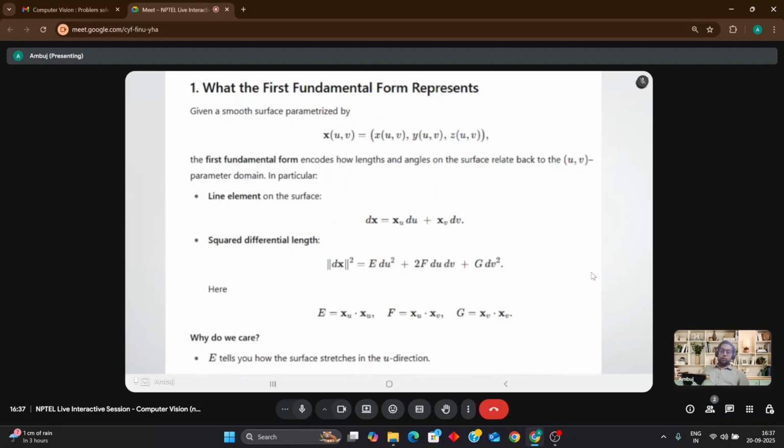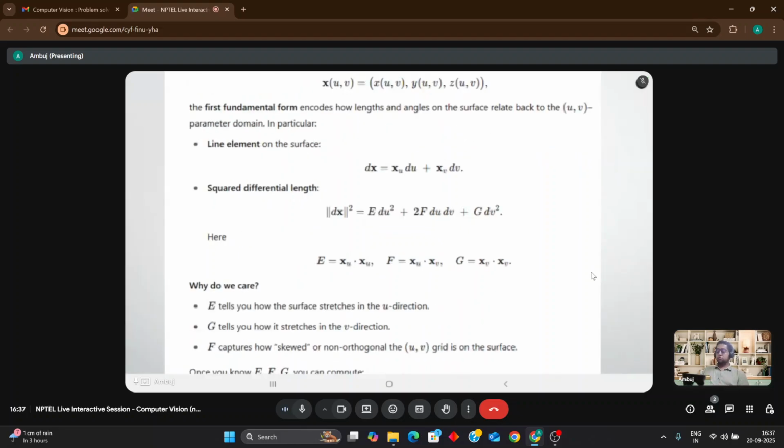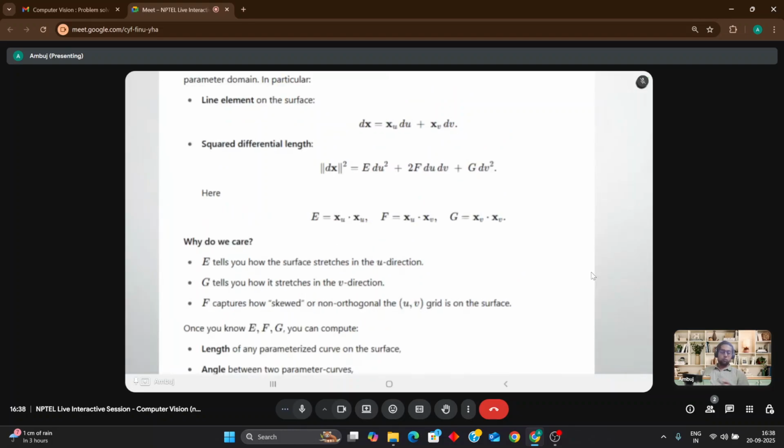First of all, you have been given a smooth surface which is parameterized by x(u, v), which is x(u, v), y(u, v), z(u, v). The first fundamental form encodes how lengths and angles of the surface relate back to u, v in the parameter domain. In particular, your line element on the surface will be dx, where dx equals xu du plus xv dv.